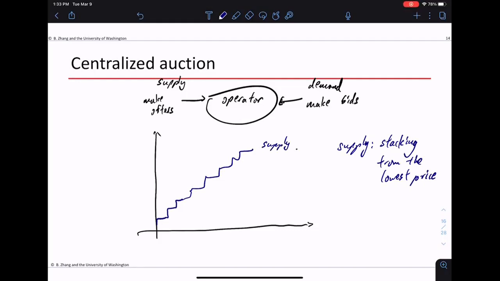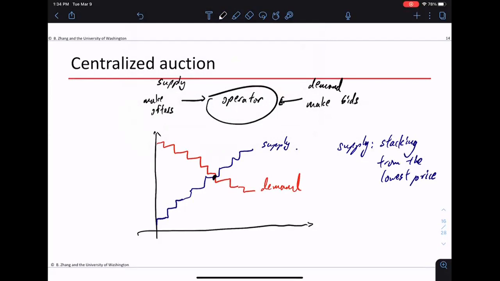Okay, supply curve. And the demand, you stack downwards. You start from the demand that's willing to pay the most. Right? That's willing to pay the most. So you stack them this way. Okay, and then you figure out this as your equilibrium, the point where they meet in the middle. Okay, so this is a so-called centralized auction because you have the operator running this auction, taking all the information, and figuring out the market clearing. Right? It's the operator trying to figure out where the market clears.